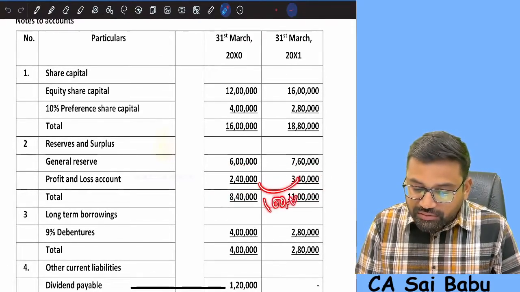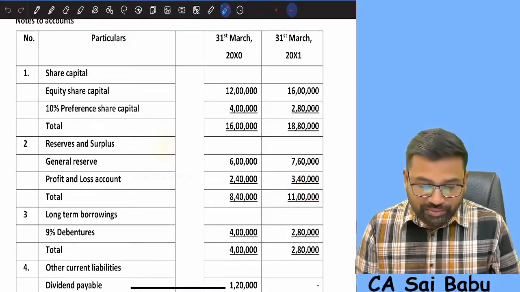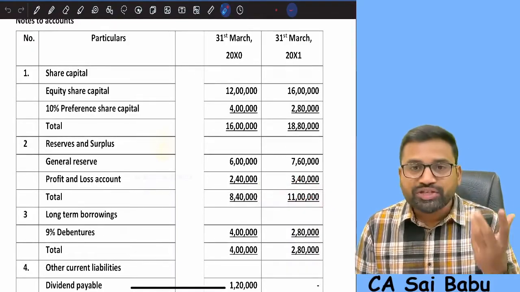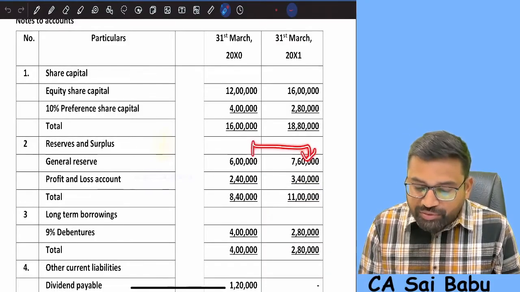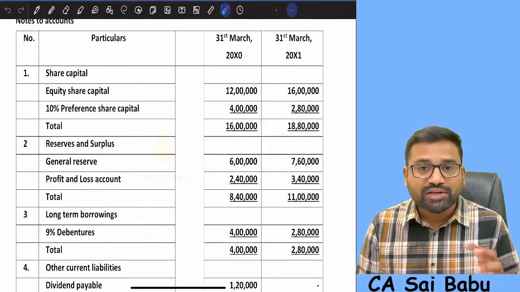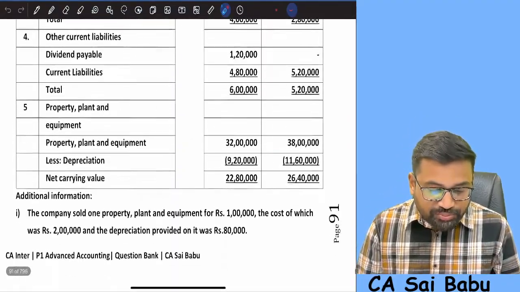1 lakh. Now to this 1 lakh, we need to add back the appropriations from current year profits. What appropriations might be done? General reserve. See, this 6 has become 7.6. That means 1,60,000 may be appropriated from current year profits. So add back. Next, provision for tax.